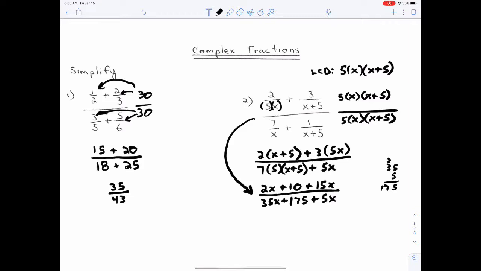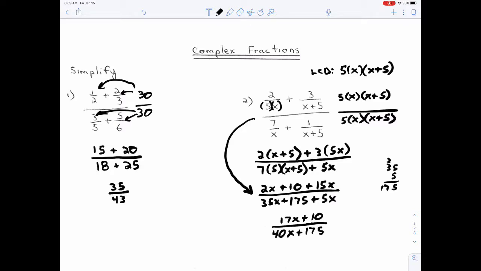All right, now we have 2x and 15x is 17x. We have 35x and 5x is 40x. And then plus 175. And if I could factor and cancel something, oh, sorry, on the top, it's 17x plus 10. Sorry about that. If I could factor out something on the top and bottom and cancel, I would, but it doesn't look like it.